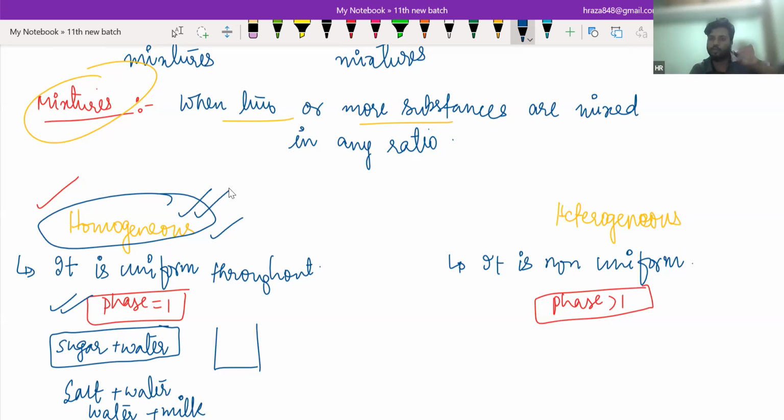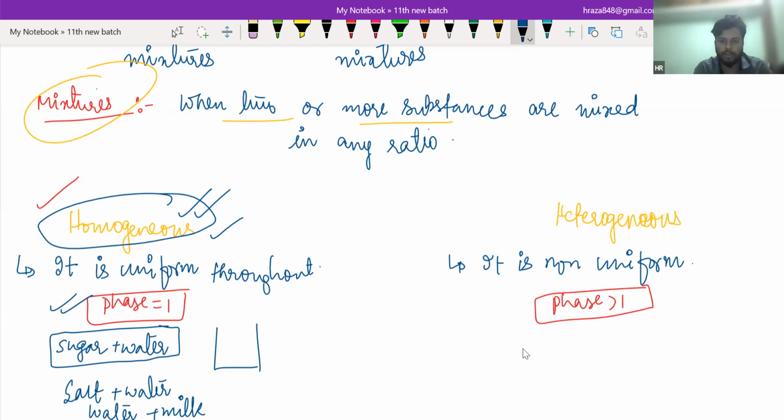If you are adding some sugar in water and you stir it for a while, it will be fully soluble in water. You cannot differentiate where is sugar and where is water after some time. It will look the same from top to bottom, that is phase equals to 1.